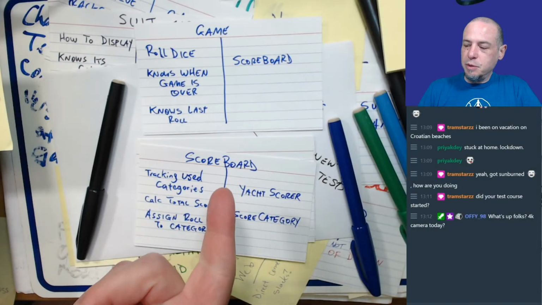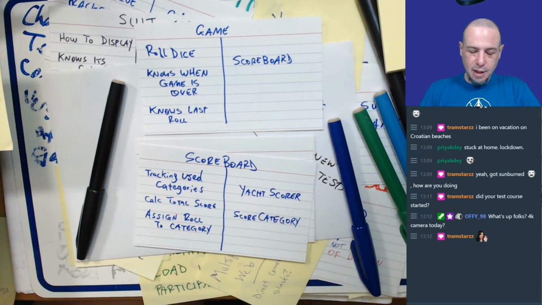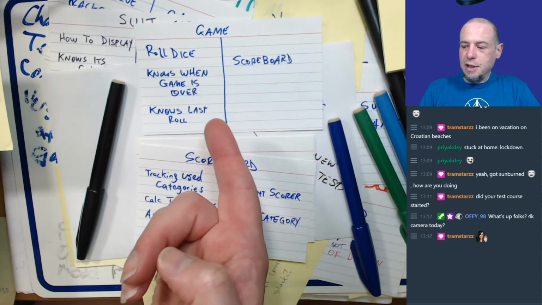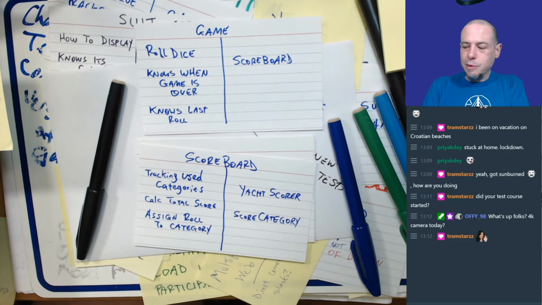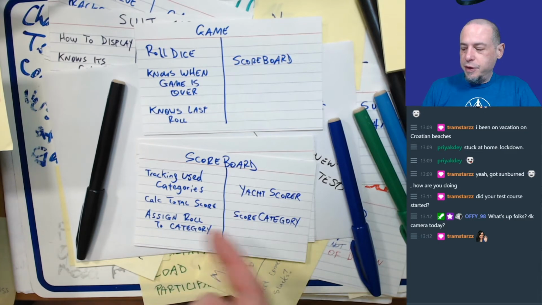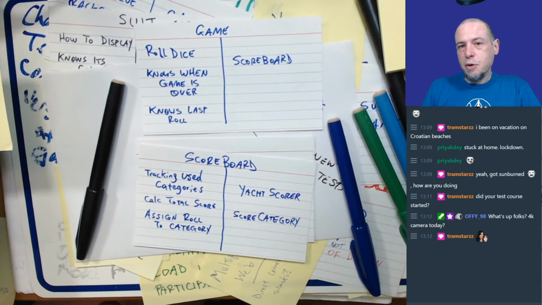Yeah, so yesterday we were basically doing some refactoring. We ended up getting to this design, which was nice, where we've got a game object that's responsible for rolling the dice, knowing when the game is over, communicating with the scoreboard. And the scoreboard does calculate the total score, is responsible for assigning rolls to category, and we'll see that we've got nice refactored code for that. Today we're gonna go finish all the categories that we want to score, and then start tracking the used categories, because that's an important part of the game. So we'll go do that.